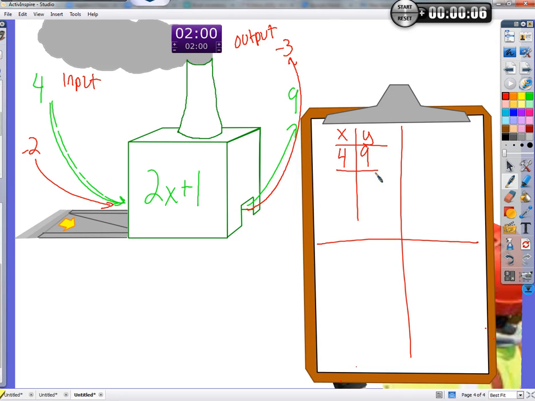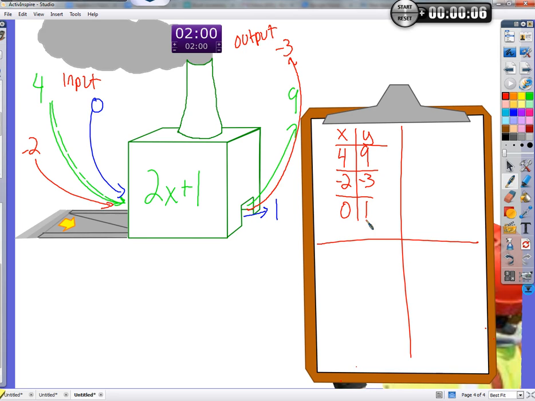All right, then we can make another line, and we can put negative 2 and negative 3 came out of there. Okay. And maybe another thing happens. 0 goes in there, and what comes out? 0, 1. 0 times 2 plus 1. So 0 went in. You just watched that happen and wrote down 0 went in and 1 came out.